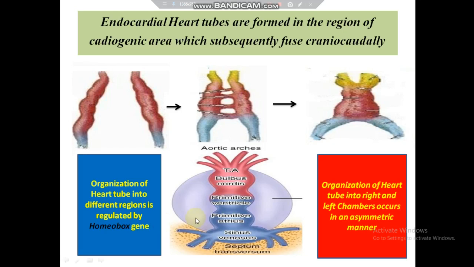For example, we can say that the trabeculated parts of the two ventricles, the right and the left ventricle, have different origins. The trabeculated part of the right ventricle develops from the bulbus cordis, while that of the left ventricle develops from the primitive ventricle. Similarly, the trabeculated parts, the rough parts, of the atria develop from the primitive atrium, but there is asymmetry, or we can say a different origin, as far as the smooth part of the two atria is concerned.